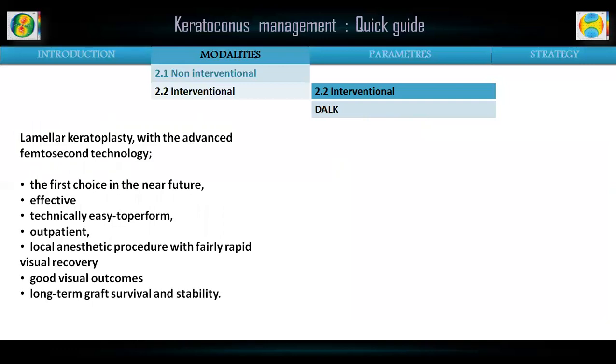This technique using femtosecond laser technology is the first choice in the near future because it's effective and technically easy to perform. We can do it with local anesthesia, and it has good visual outcomes and long-term graft survival and stability.